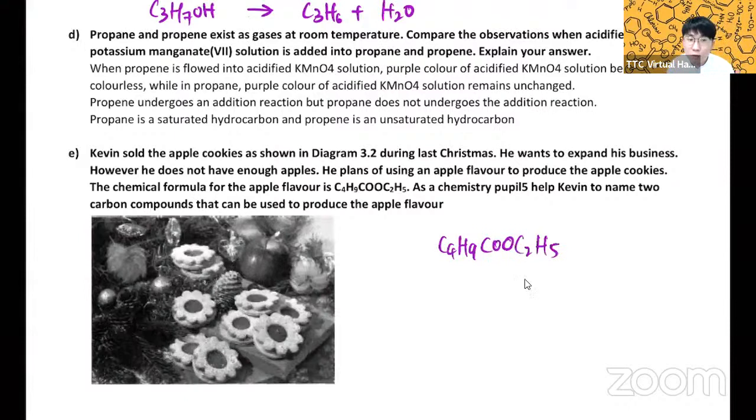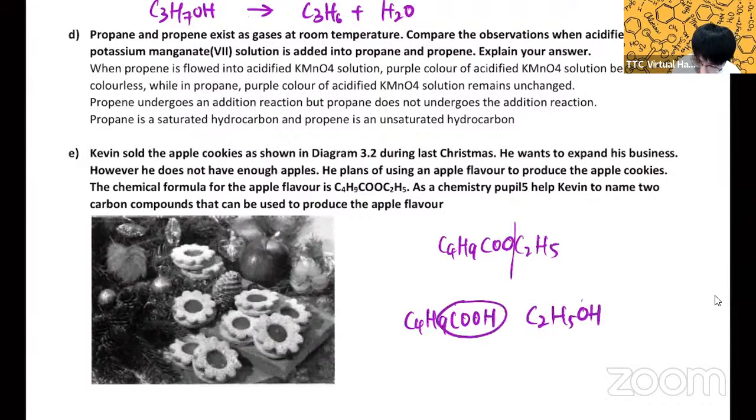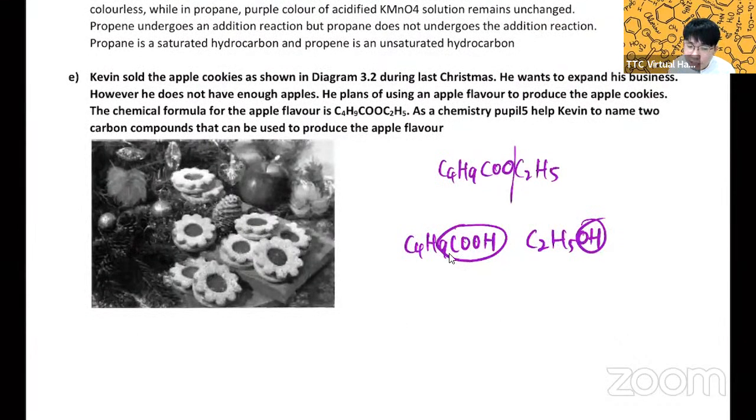C4H9COOC2H5. Okay. You must break this down. Where to break that? Break the COO. So you break the COO. One is C4H9COOH. The other one is C2H5OH. Do you see carboxylic acid? Do you see OH? So what do you call C4H9COOH, guys?